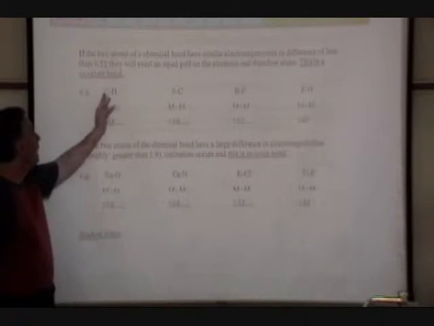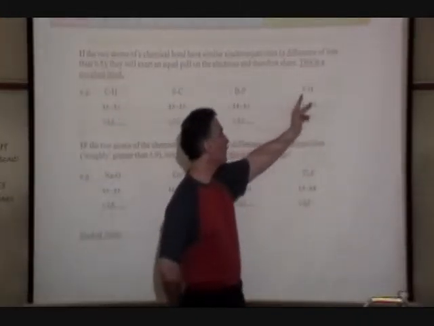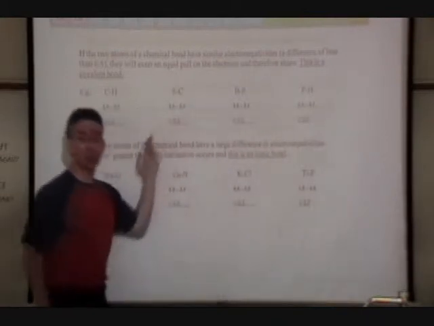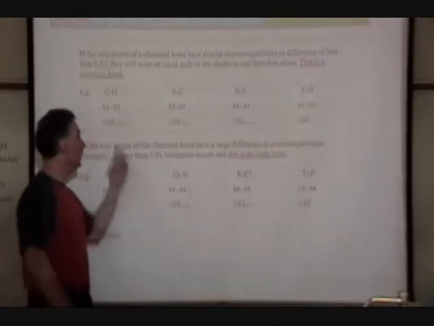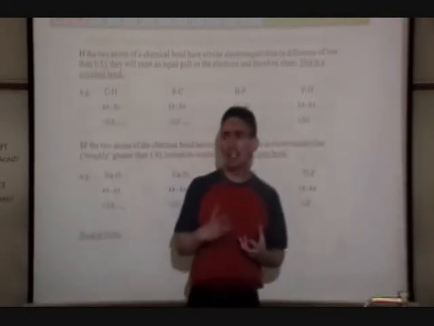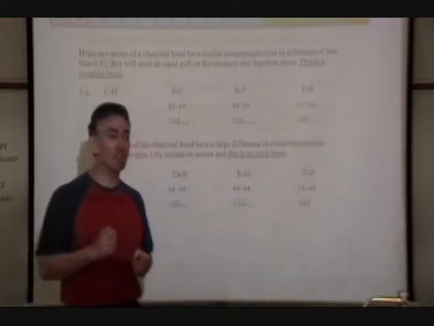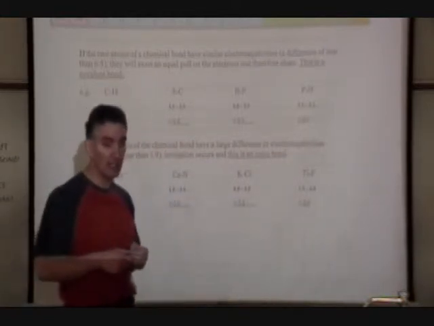So on page 102, we have some examples. Carbon to hydrogen, sulfur to carbon, boron to phosphorus, phosphorus to hydrogen, all examples of elements with differences in electronegativity less than 0.5. And so the atoms are pretty much sharing those electrons evenly because they have a similar strength of electronegativity.